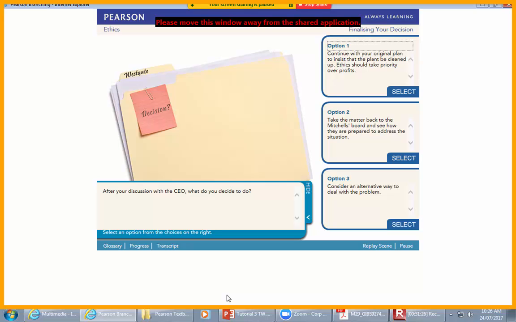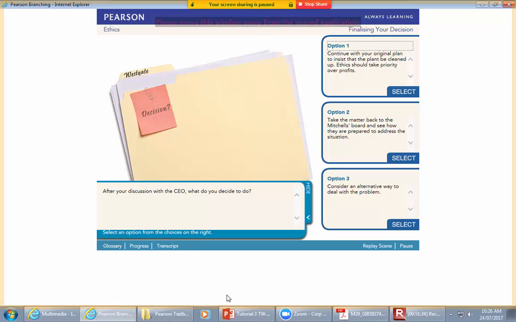What do you want to use? Which one? You want to go for an alternative? I'm not going to shy away from that. Ethics should take priority over profits. And I'm not going to give it to someone else, so that's not my problem. I will have to go back and think of something else.